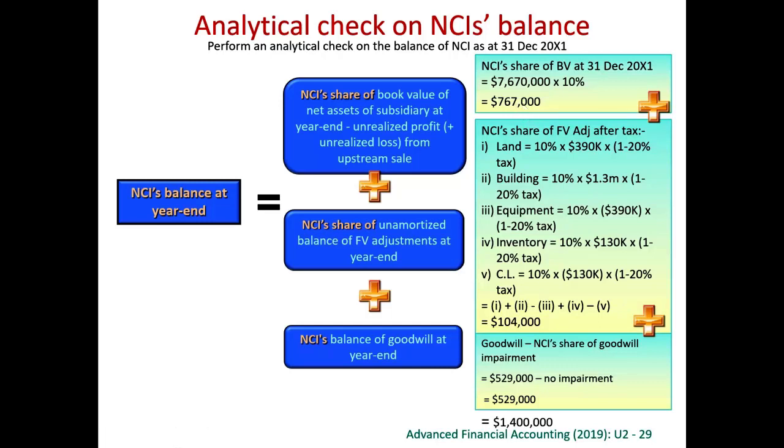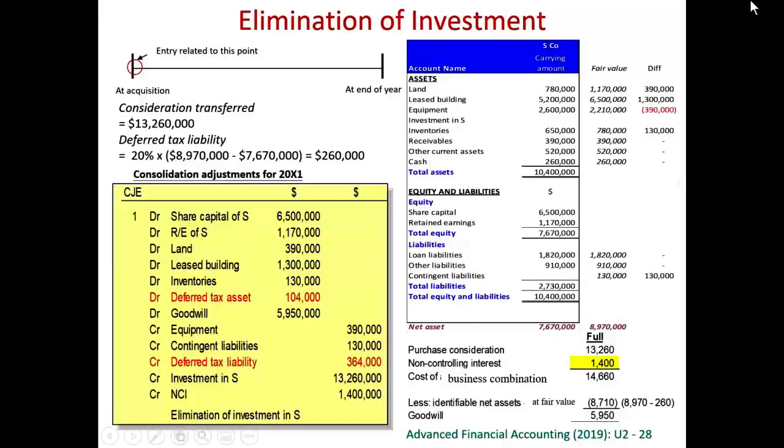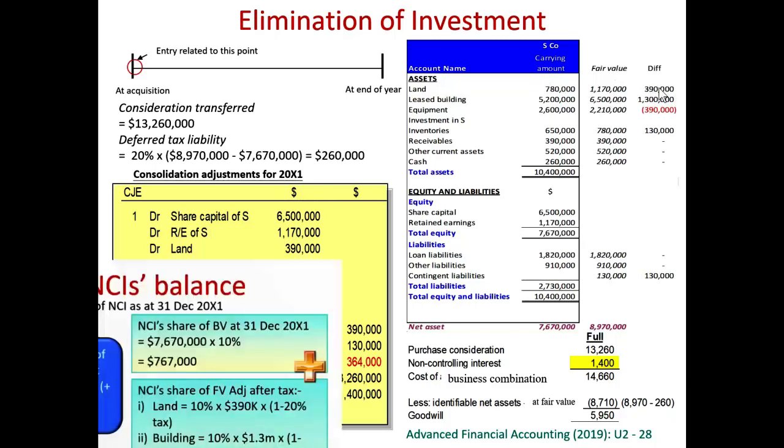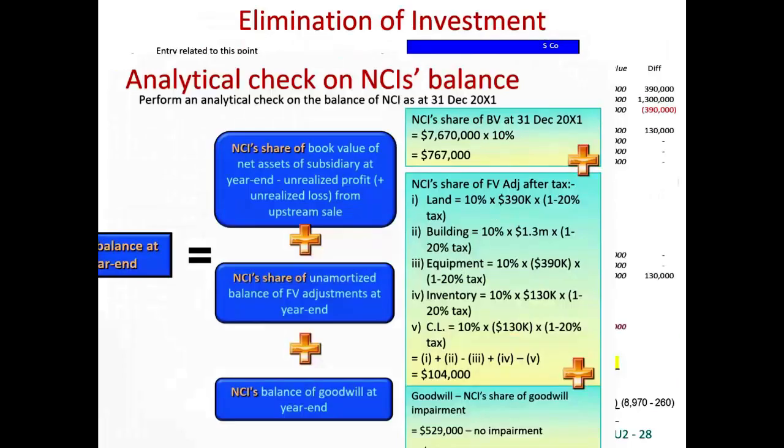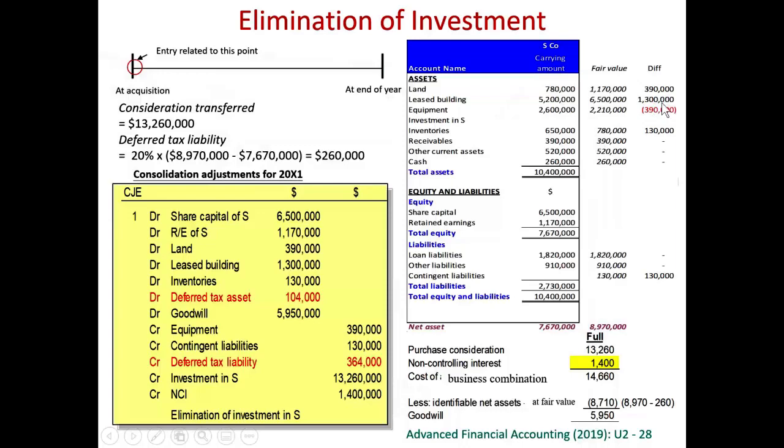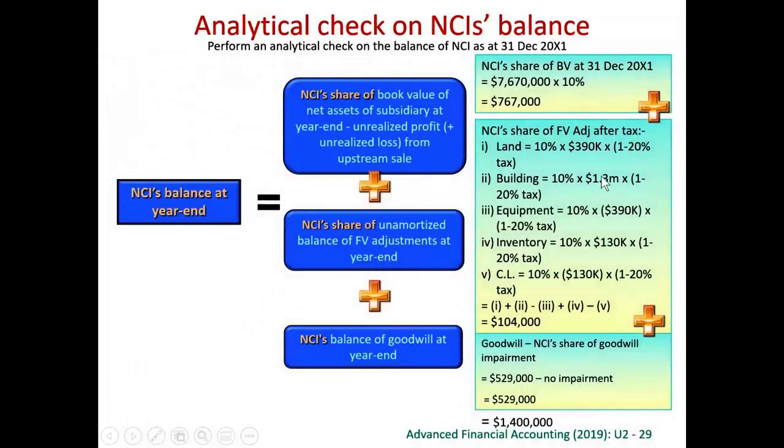Second will be the fair value adjustments. So we got 1, 2, 3, 4, 5 fair value adjustments. Say for example, for the land, the fair value increment is 390,000. So 390,000 after deferred tax, 1 minus 20% deferred tax, NCI can share 10%. The same for the others. Building, 1.3 million. So 1.3 million after tax, NCI can share 10%.